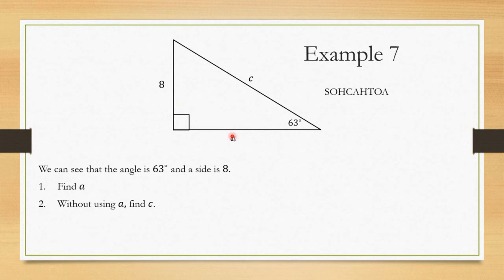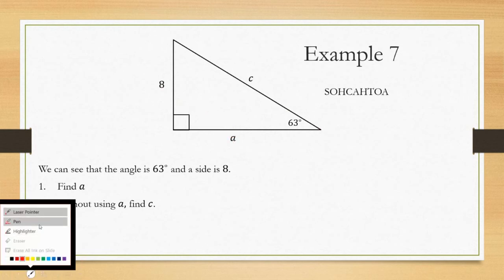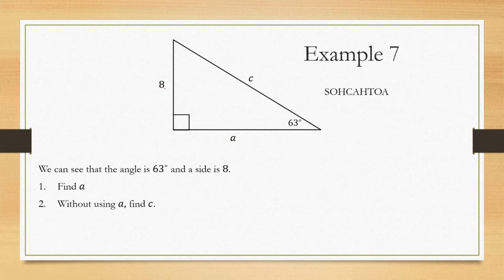How do we get A? We have the opposite side: 8 is opposite 63 degrees, and little a here is the adjacent side. So we have opposite and adjacent, and we're going to use tangent. From trigonometry, tangent of 63 degrees is equal to opposite, which is 8, divided by adjacent, which is A.